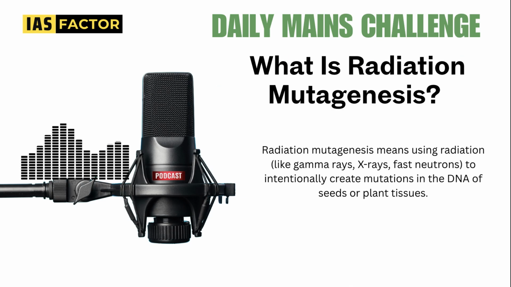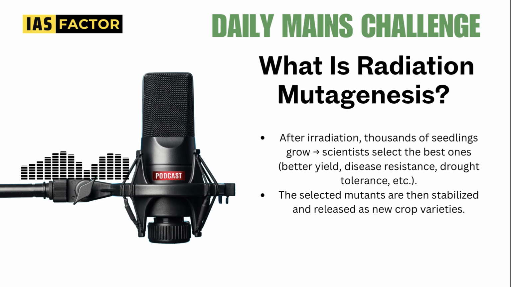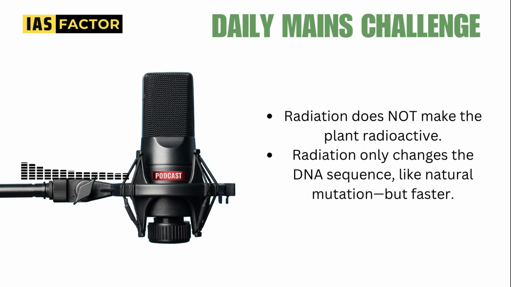What is radiation mutagenesis? It means using gamma rays, fast neutrons, and X-rays to intentionally create mutations in the DNA of seeds or plant tissues. That is the basic simple definition. Out of thousands of seedlings that grow, scientists select the best ones, and then they are stabilized and released as new crop varieties. So basically, you need to understand what this concept is, what the working principle is, and how it works. Very simply, you can easily find it out and know the concept in simple terms.